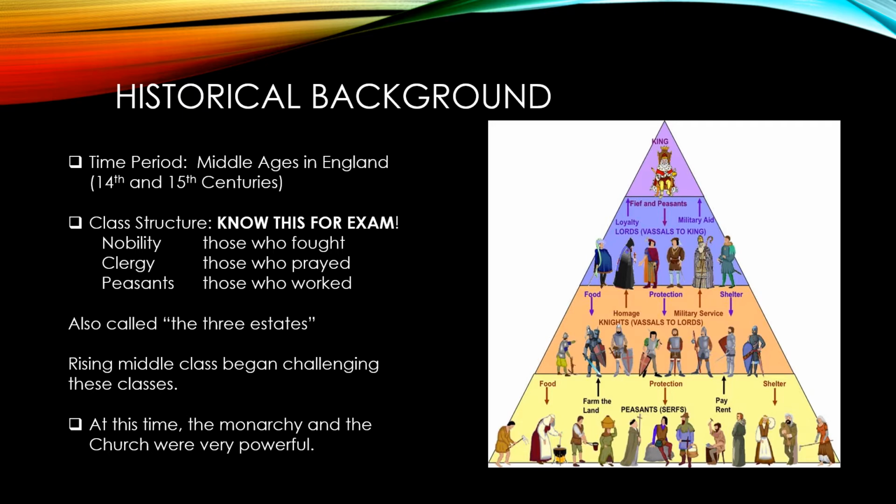The king here is at the top. Below him are the lords, and also we have the religious figures there. You see them in the robe and the cane, reminiscent of Christ, who is the shepherd. And they give loyalty, military aid, and religious advice to the king.